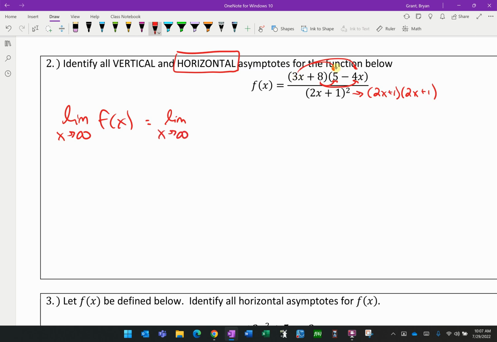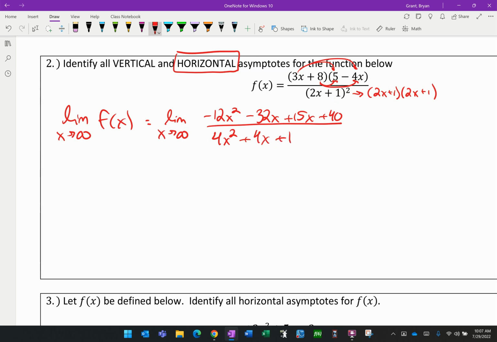I'm going to do the x's first. That's negative 12x squared. And then I see negative 32x. And this looks like positive 15x. And I'll finish it with positive 40. And then the denominator, this one's a little easier, right? 4x squared, 2x, and another 2x is going to be 4x, and 1 times 1 is 1.